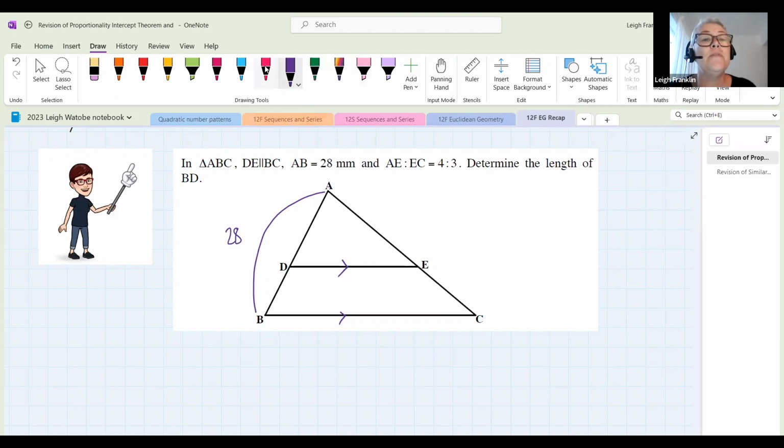And then the last bit of information that they give us is that AE is to EC as 4 is to 3. Now, very important, this is a ratio. It's not a length, it is a ratio. And we're going to use that to determine the length of BD. So BD is this little bit down here. Okay, that's what we want.